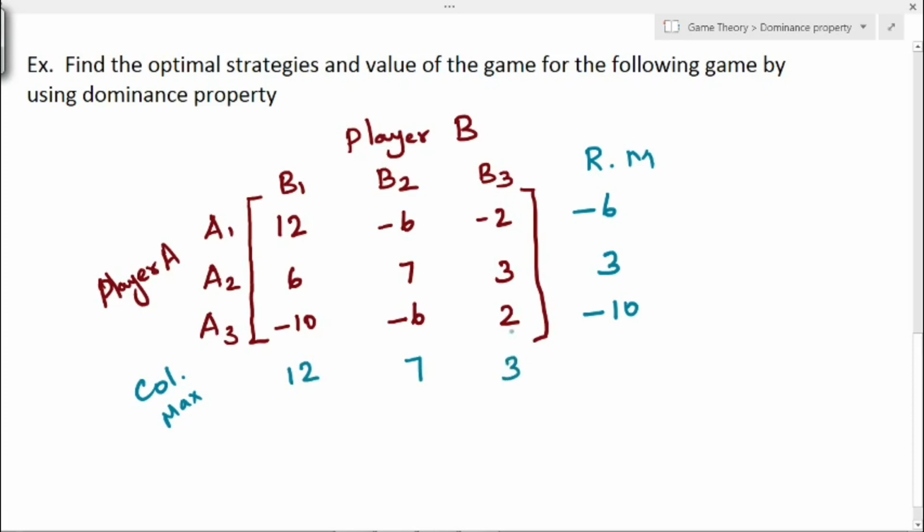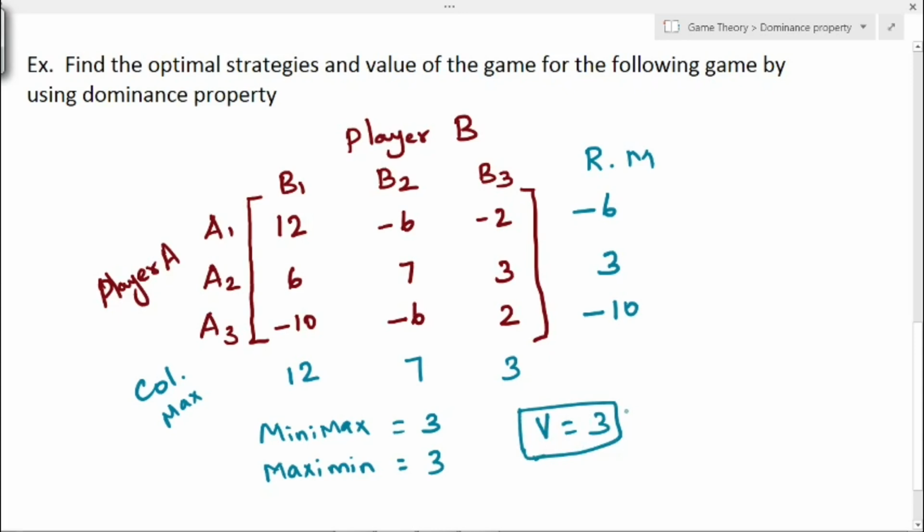So what are the minimax and maximin values? The minimax value is, among these maximum values, the minimum one, which is 3. And the maximin value is, out of these three minimum values, the maximum one, which is 3. So both the minimax and maximin values are 3. Therefore this game has a saddle point, and the value of the game, that is V, is nothing but 3.